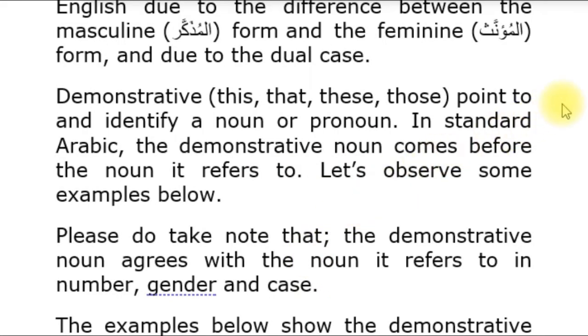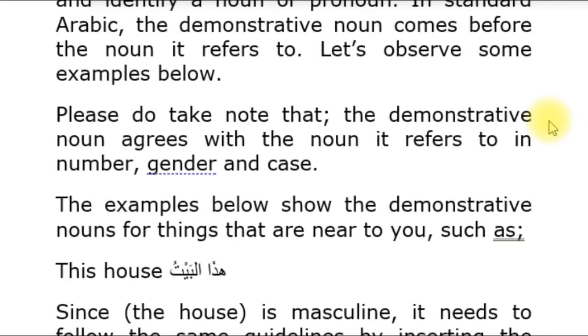Demonstratives these, that, these, those point to and identify a noun or pronoun. In standard Arabic, the demonstrative noun comes before the noun it refers to. Let's observe some examples below. Please do take note that the demonstrative noun agrees with the noun it refers to in number, gender, and case.